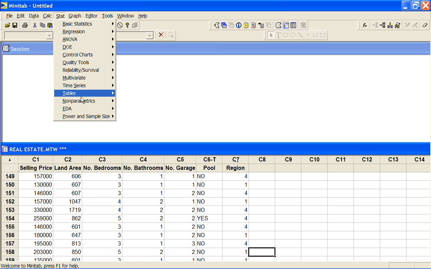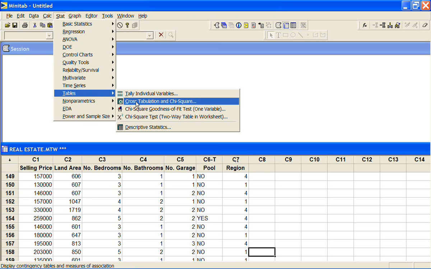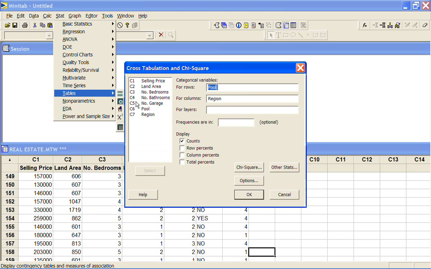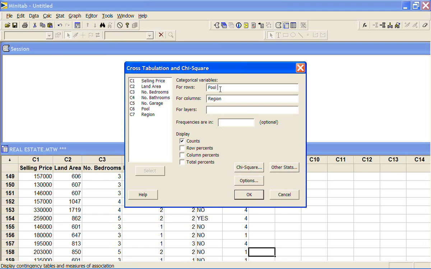So if I go to Stat Tables, now I'm interested in a cross-tabulation of pool by region and a chi-square test. Whether you put the pool in the rows or the region in the rows is up to you. You'll get the same numbers out. It's just which is easier to look at, even when you're reading off the data. I would like it to display the counts.